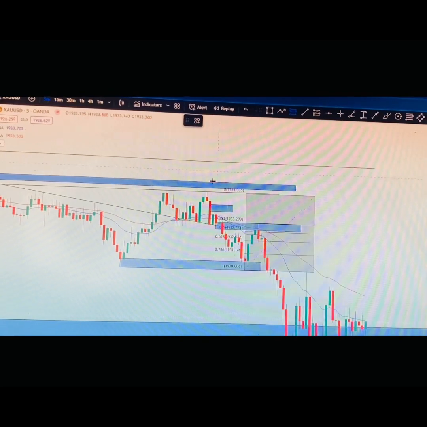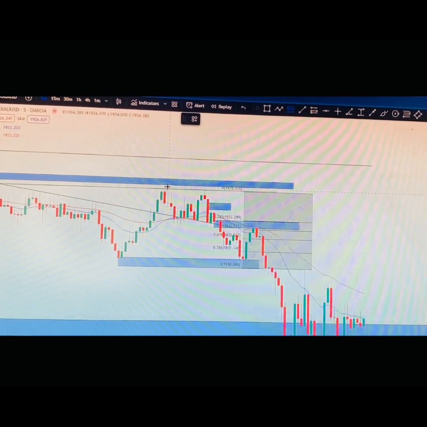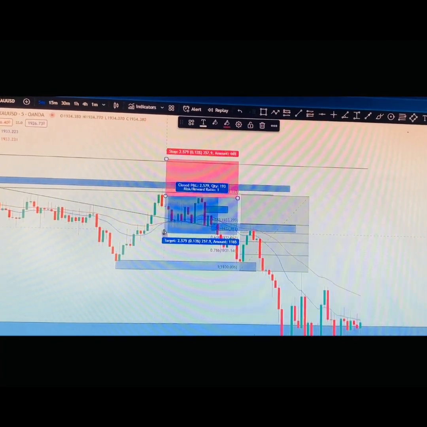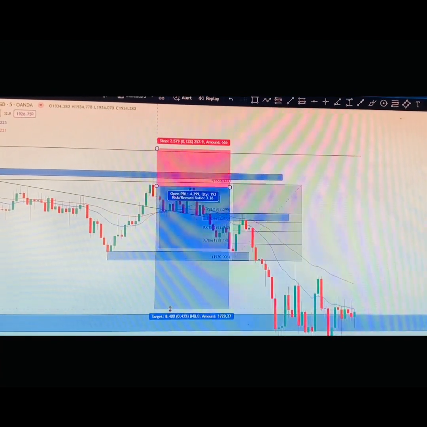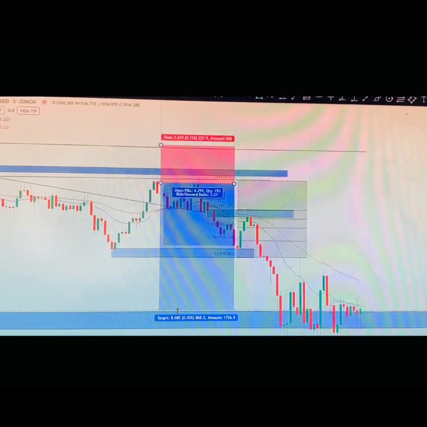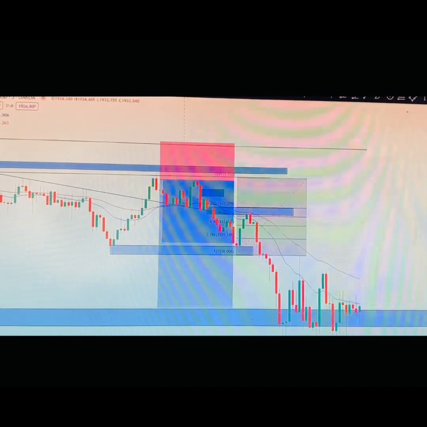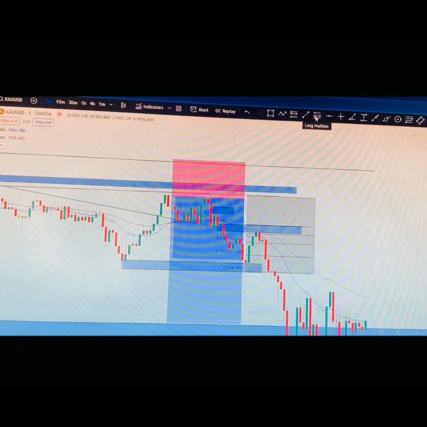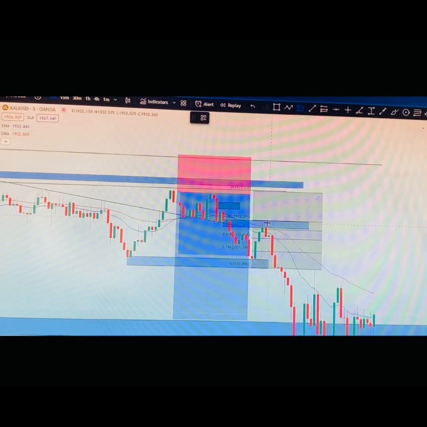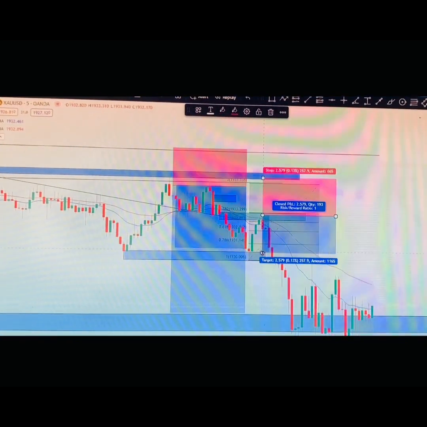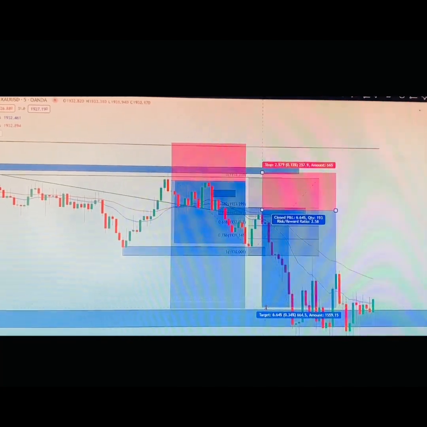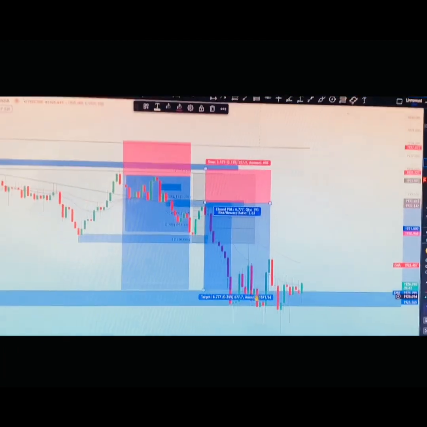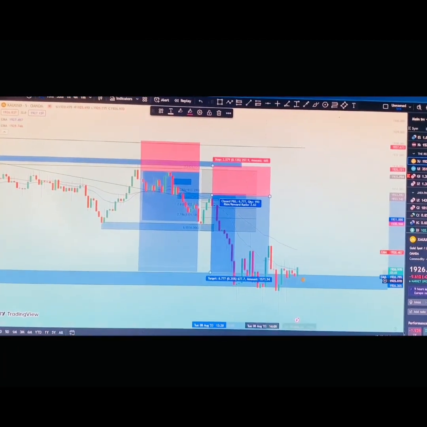My main target, when I entered from this point here, 1935, was 1926, and the market hit my take profit. We had a re-entry here. We entered the trade again at this retracement point, and still targeted the same zone. So this is a wonderful trade, and currently gold is just consolidating well.